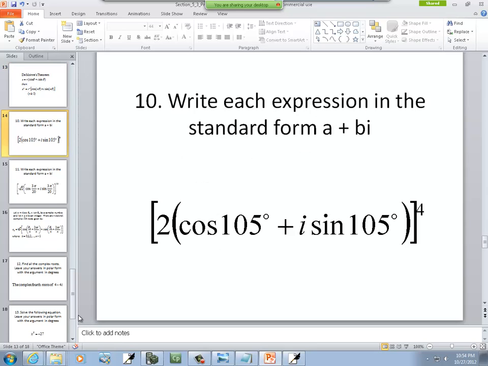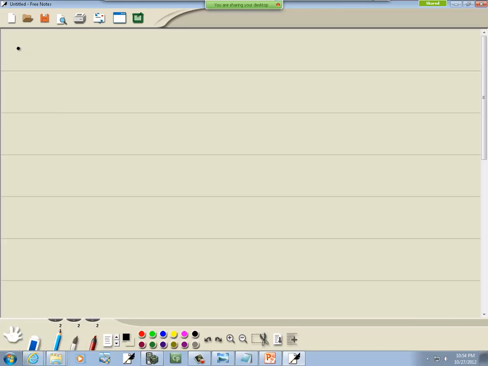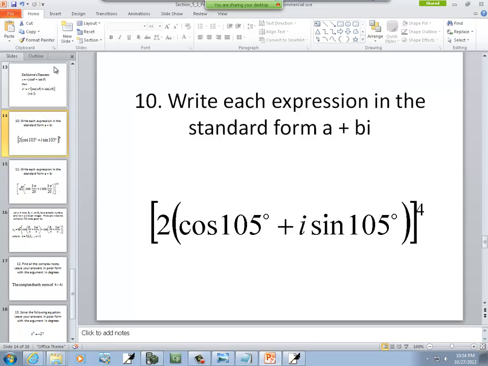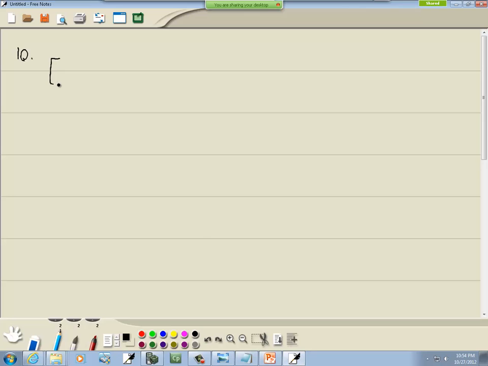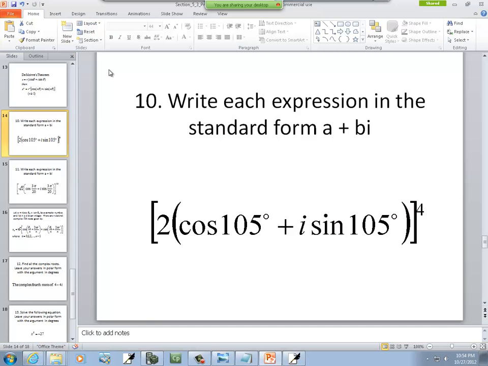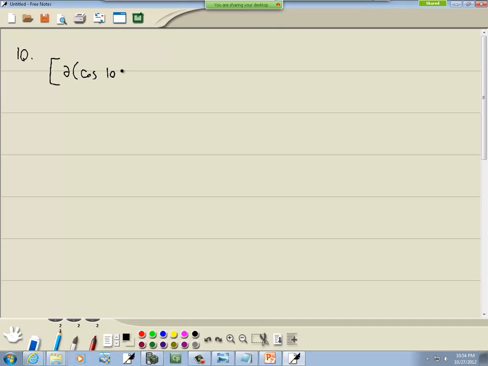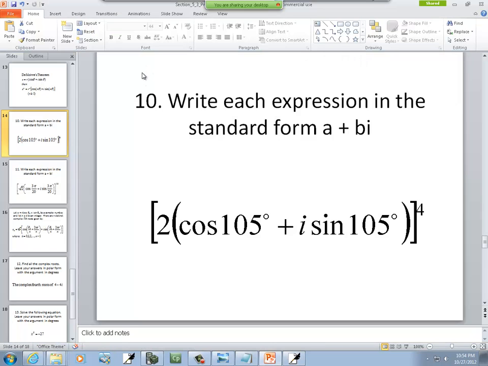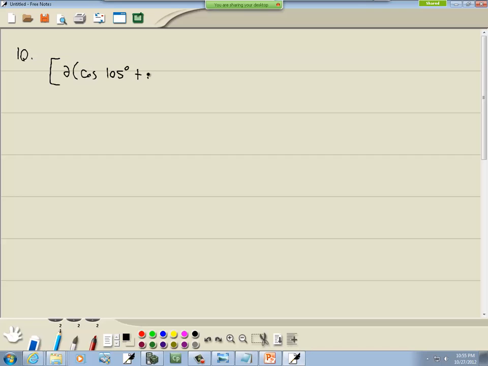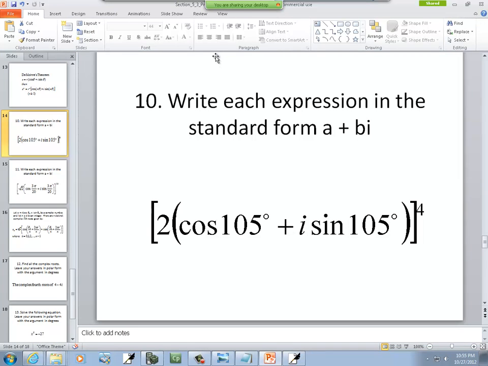So let's take a look at the first problem here. And if it's not in polar form, you have to do what we just did in that last example, which isn't hard. Okay, so we've got 2 times cosine 105 degrees plus i sine of 105 degrees, and we're raising it to the 4th power. Now here we want to write it back in the standard form, so we don't want to leave it in polar form.